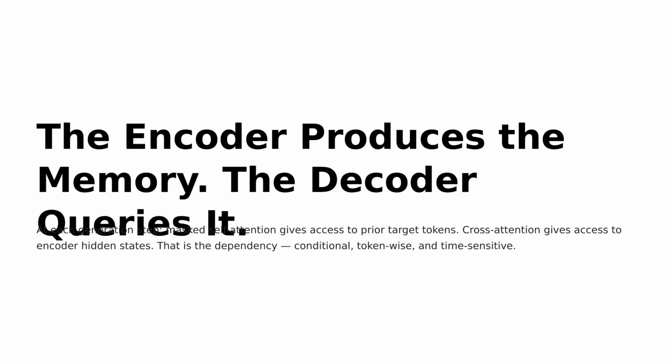Here's the key idea. The encoder builds the memory, and the decoder consults it as it generates each token. At every step, masked self-attention lets the decoder look only at the target tokens it has already produced. Cross-attention then connects that partial output to the encoder's hidden states. So the dependency is conditional on the source, token by token, and it changes over time as generation unfolds.